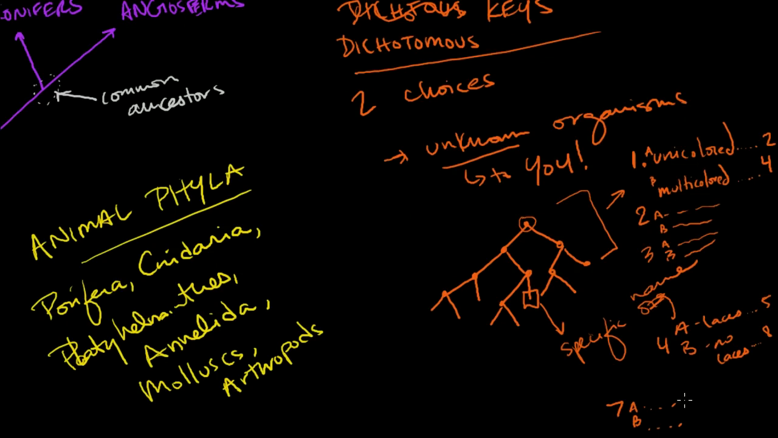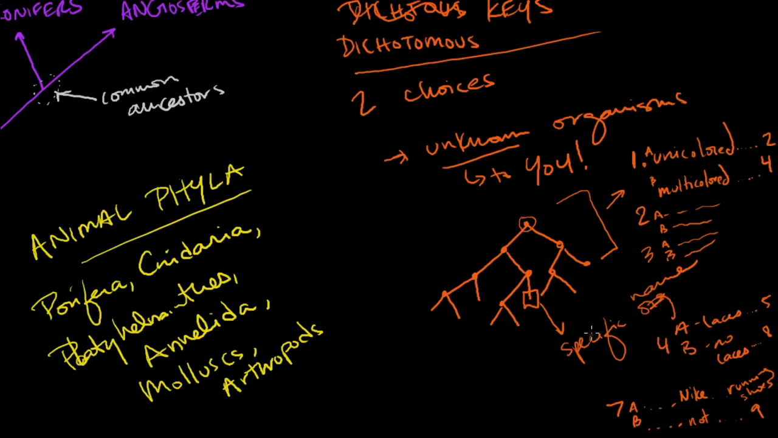Are they Nike brand or not Nike? If that's the choice, then it might tell me that these are my running shoes. And if they're not, I might be told to go to number nine. I don't know. And so when it gives me that specific name, I've hit the end point of this chart, giving me the specific name of the organism.